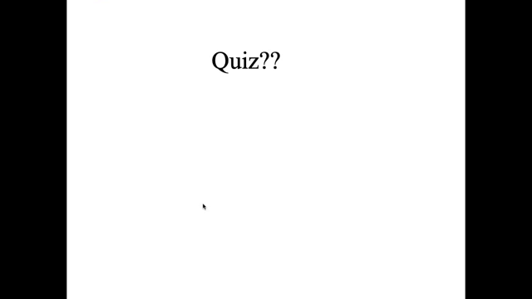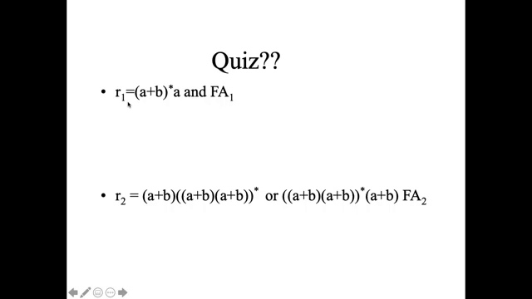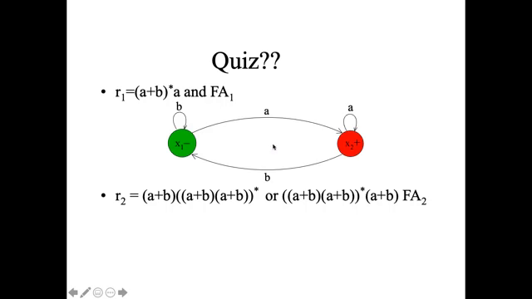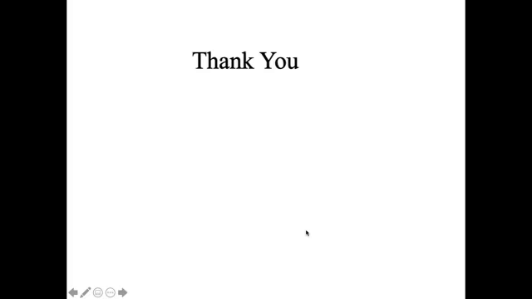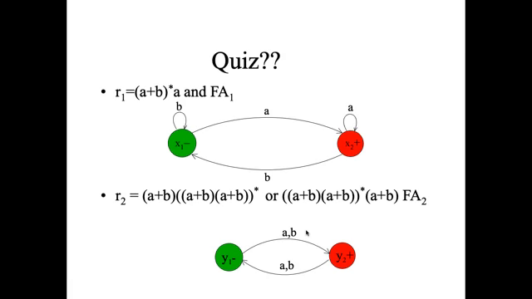Now I will give you another quiz. We have R1 and R2 and their corresponding FAs are given, and what you have to do is combine these two FAs, so you have the FA for R1 plus R2. I think we should stop it here.